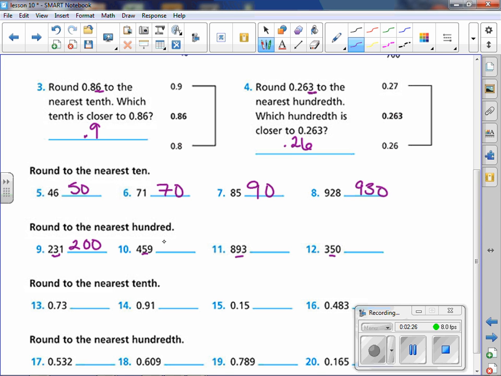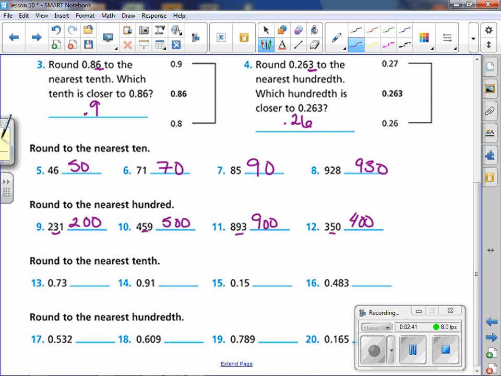The 5 says to the 4, bump up, become 500. The 9 says to the 8, bump up, become 900. The 5 says to the 3, bump up, become 400. Okay, 5 and above, give it a shove. 4 and below, let it go.